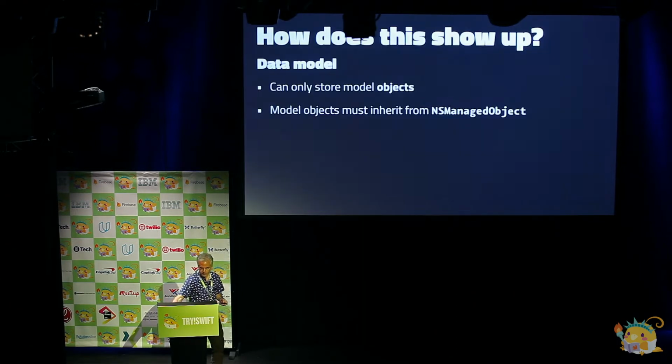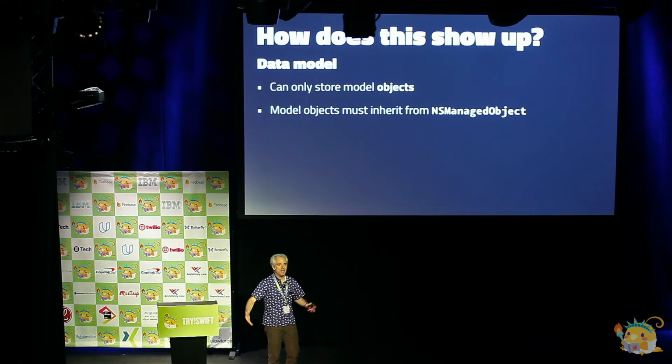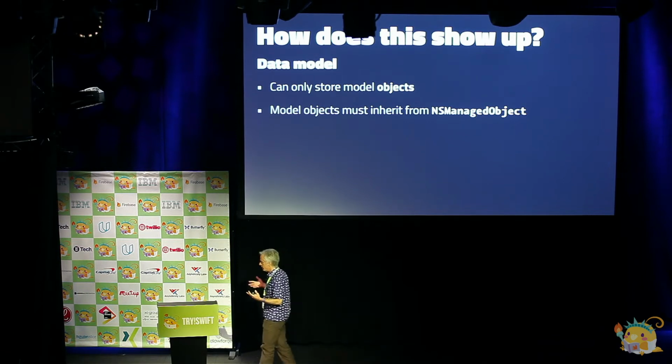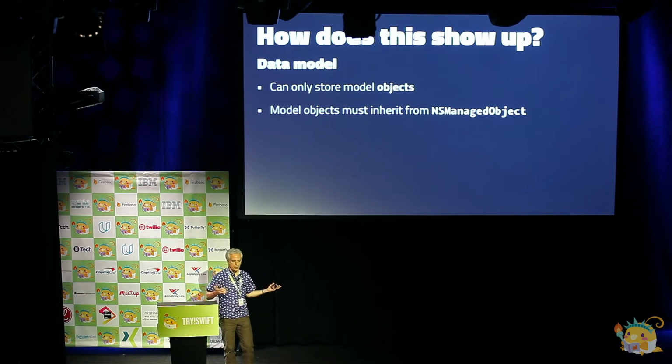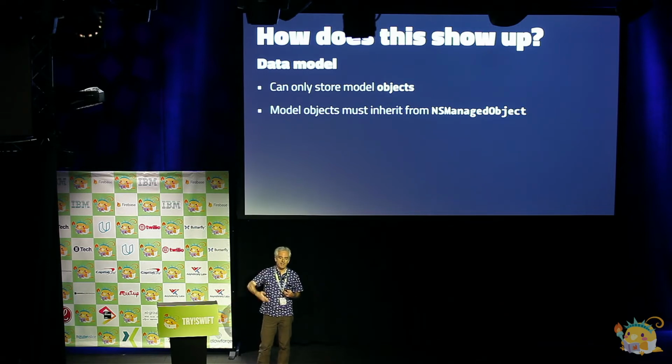So how does that show up? First, in the case of your data model, Core Data, by the way, is the M in MVC and other design patterns. It intends to be Apple's generalized solution to being a data model in your app. But it can only store model objects. You can't use your data model in structures, for example, even if you're using Swift, because Core Data doesn't understand how to use those. And not just that, but your model objects must inherit from NSManagedObject, which is the Core Data root object. So you can't use pure Swift classes either. It's got to be an Objective-C class with this specific inheritance chain, because that's what Core Data wants to do.